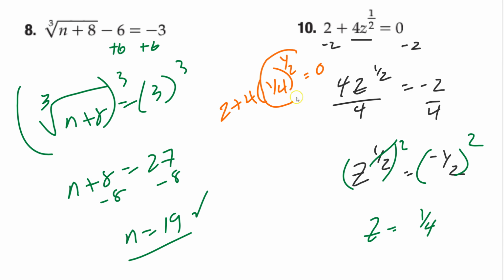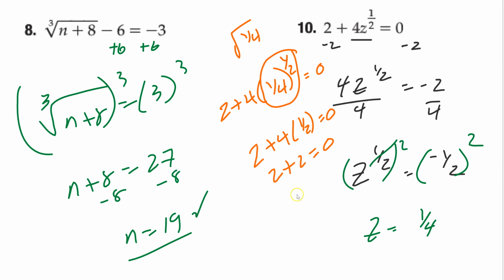Again, we do this first. Power goes first. So 1/4 to the 1/2 power. That's the same as saying the square root of 1/4, which is square root of 1 and square root of 4. So that's just going to be 1/2. And then I get 4 times that, so it's 2 plus 2 equals 0. If you notice, that doesn't work. So this is an extraneous solution.